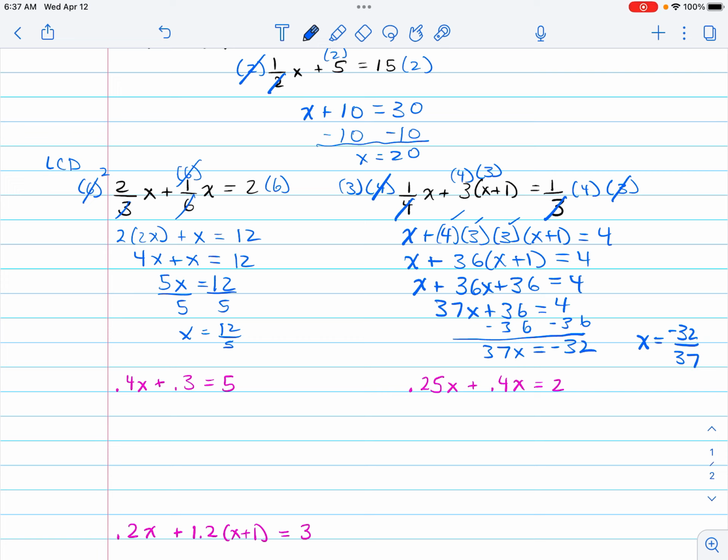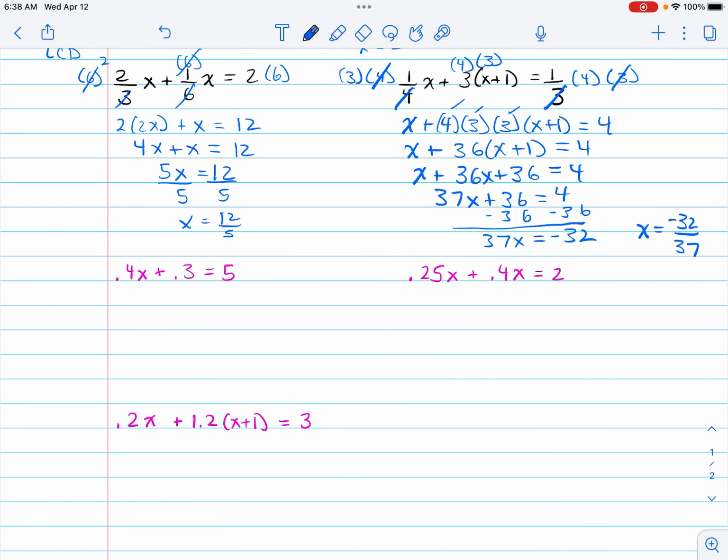So notice what I did here. I just multiplied every term by a product of the denominators. And then getting rid of those fractions maybe decreases the likelihood that I'll make some kind of arithmetic mistake. Now, let's suppose we have decimals, like 0.4x plus 0.3 equals 5.